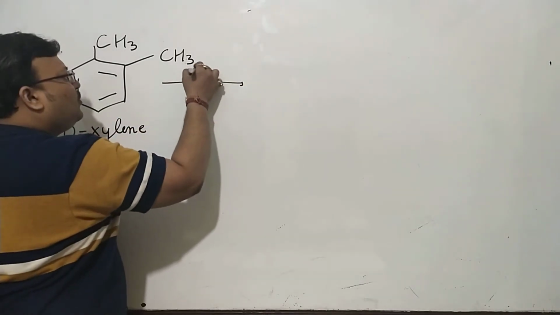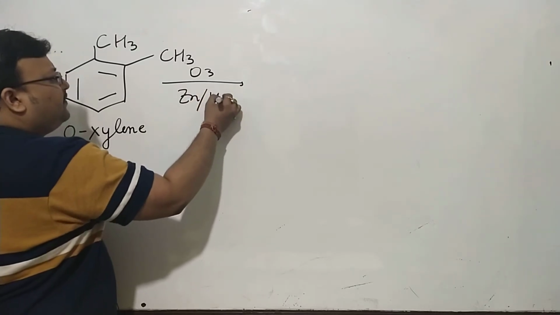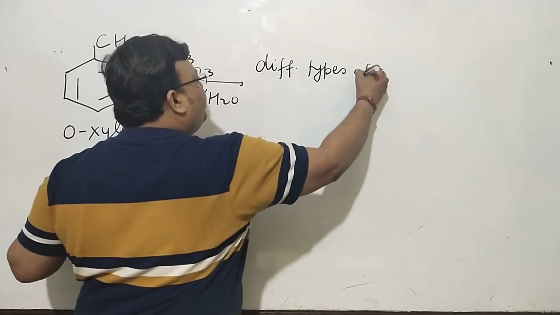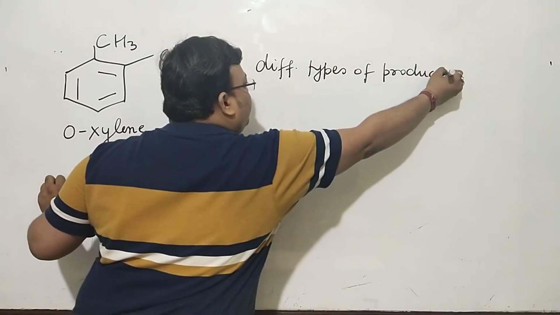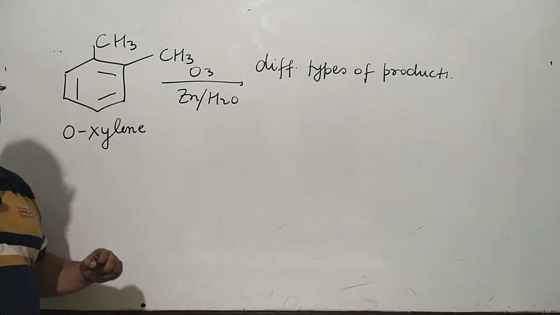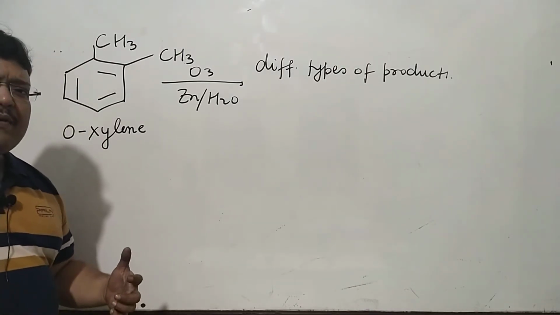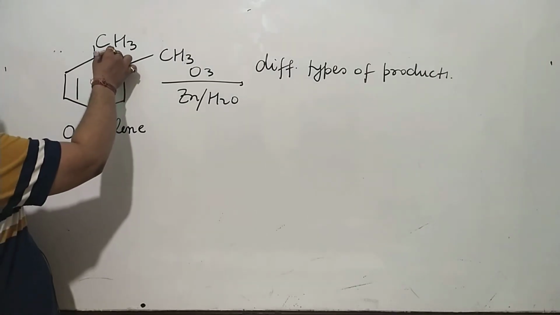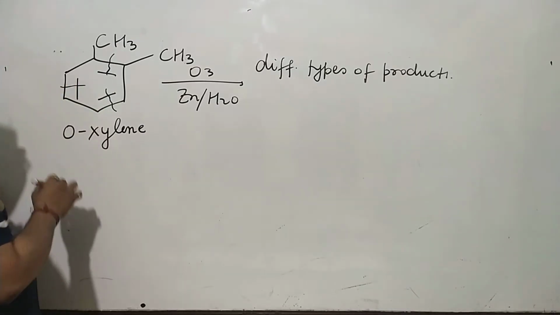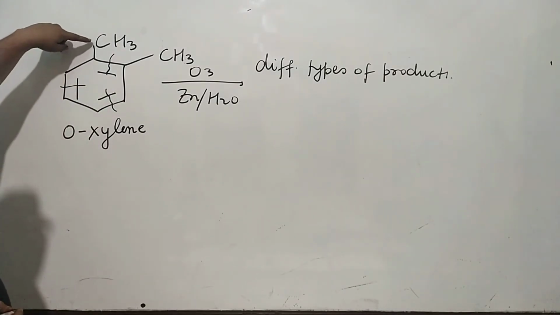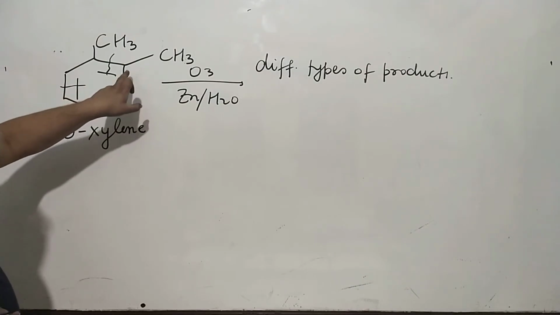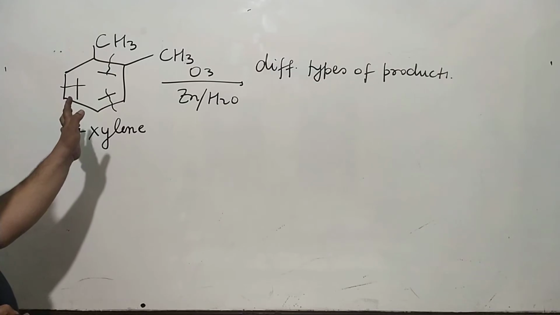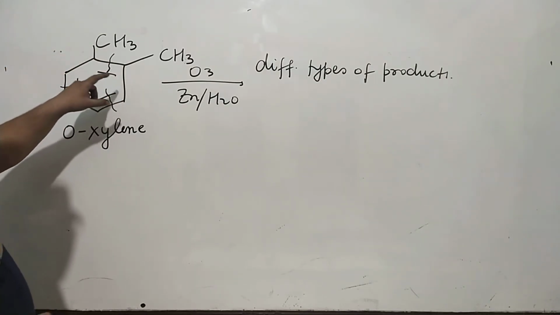Now orthoxylene on ozonolysis, which is reductive, gives different types of products. It came in a real life exam. It was a real nice problem. Now, so many people who would have drawn a structure of orthoxylene like this would have come up with the ozonide, broken it in this way, and maybe thought of CH3COCHO and CHOCHO.